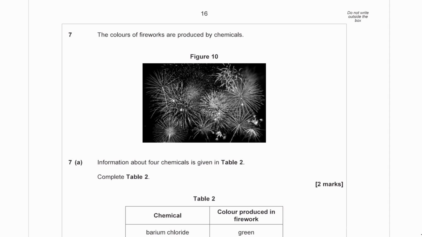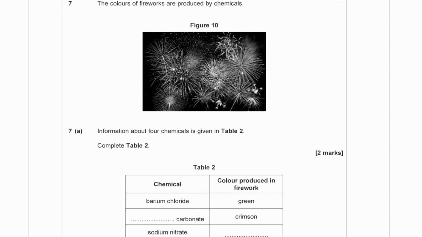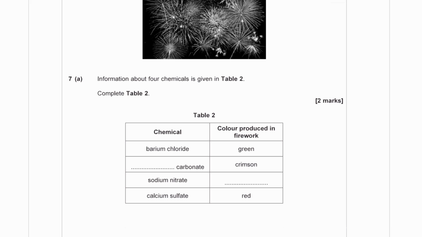Alright, so in question 7 we are told that the colours of fireworks are produced by chemicals. Information about 4 chemicals is given in table 2, and we're asked to complete table 2. What we have here are the colours produced in the firework and the chemical that causes those colours. This might seem a bit confusing, but it's basically the flame test.